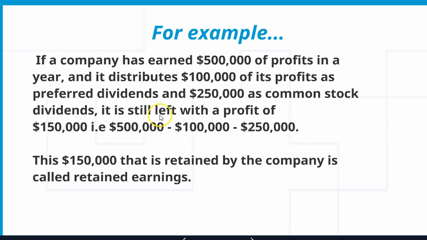retained earnings. So it is still left with a profit of $150,000, i.e. 500,000 minus 100,000 minus 250,000. This $150,000 that is retained by the company is called retained earnings. This money actually belongs to common stockholders because it comes from the profits, though it is reinvested in the company operations. And that's why it appears as part of equity.